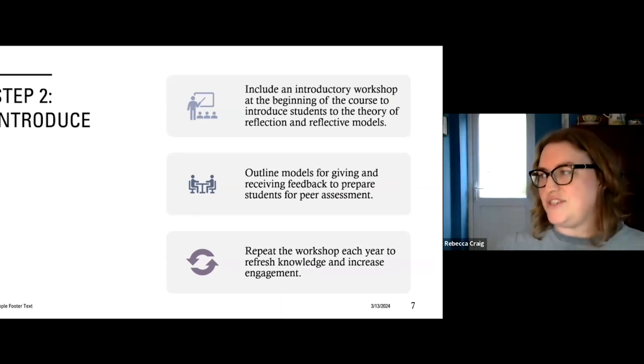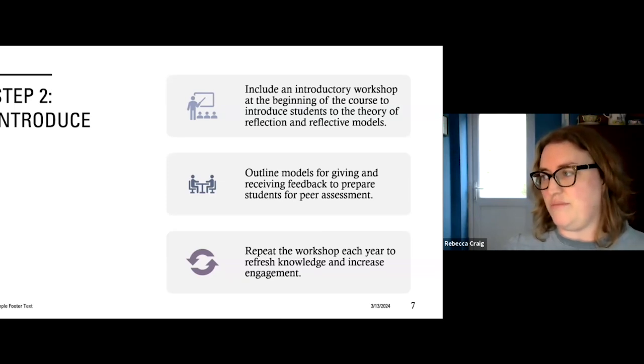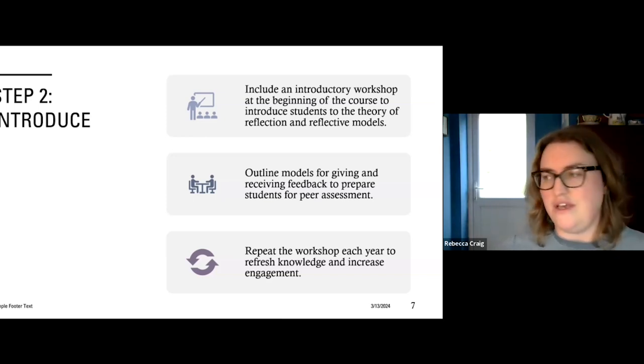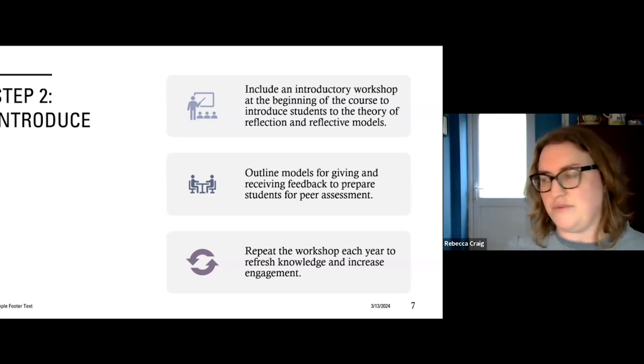So then introduce it to the students. Have an introductory workshop where you would go over the different models of reflection that they could use. We quite like to give our students the choice of a range of reflective models, so they could play with different ones and find what works for them. And over the 2 years of the foundation degree, they did actually try out 2 or 3 different reflective models so that they could find what worked for them in different situations.